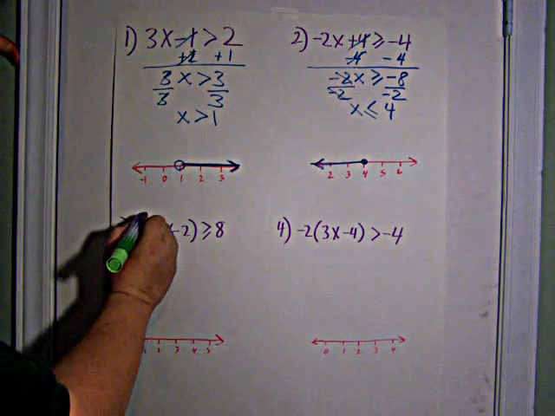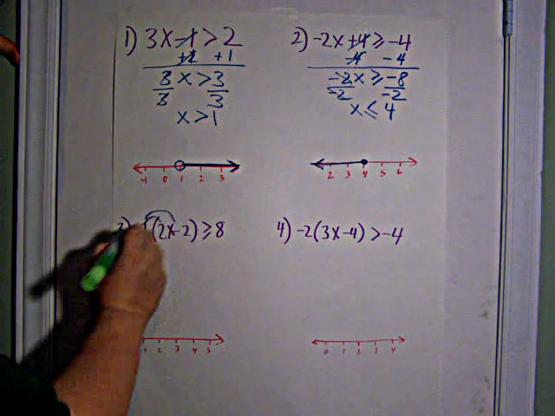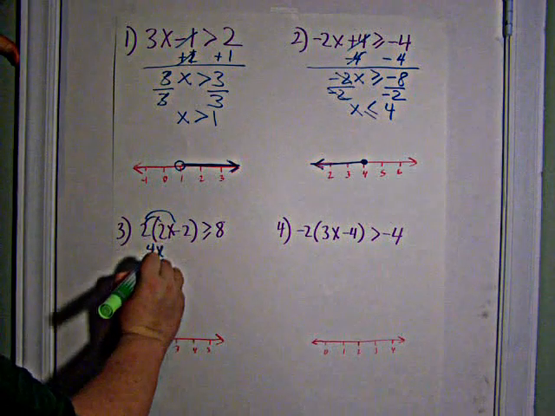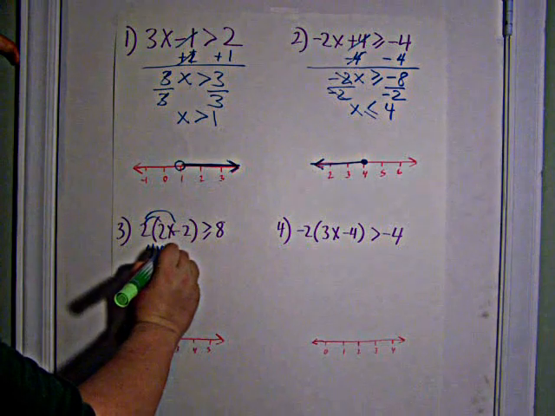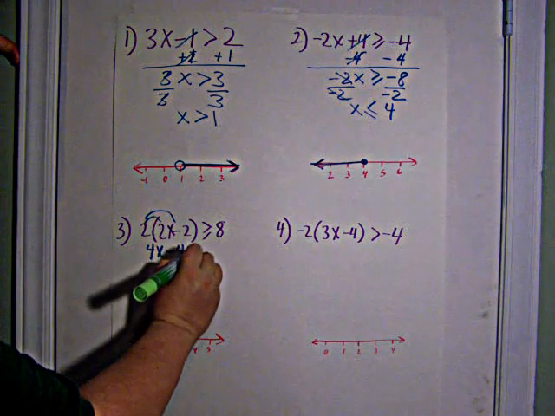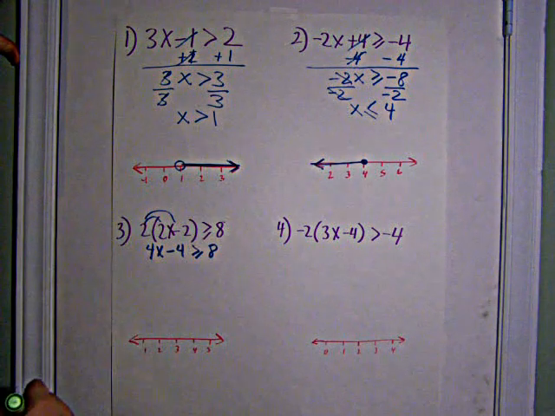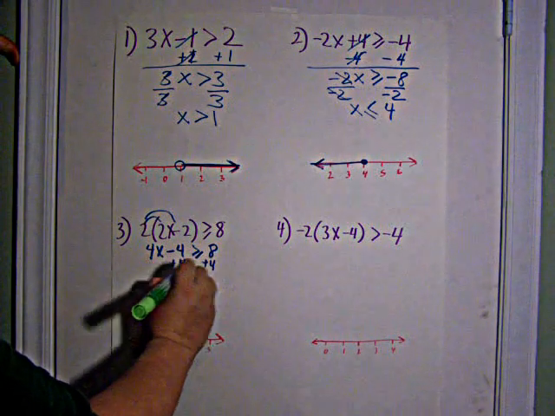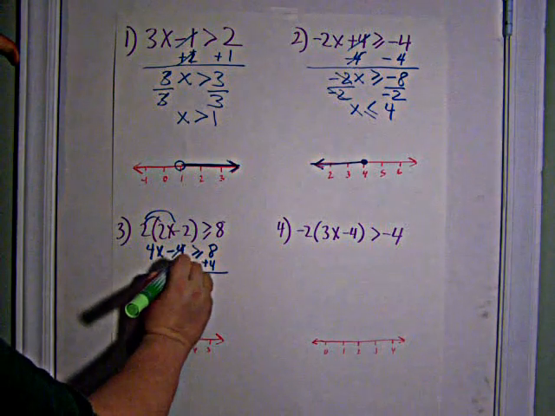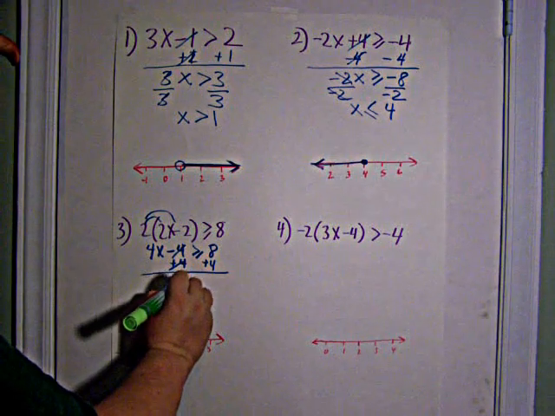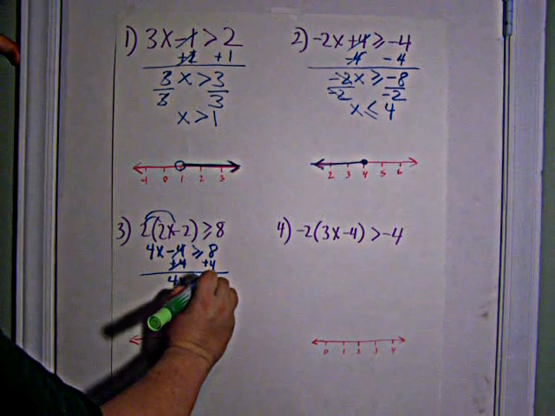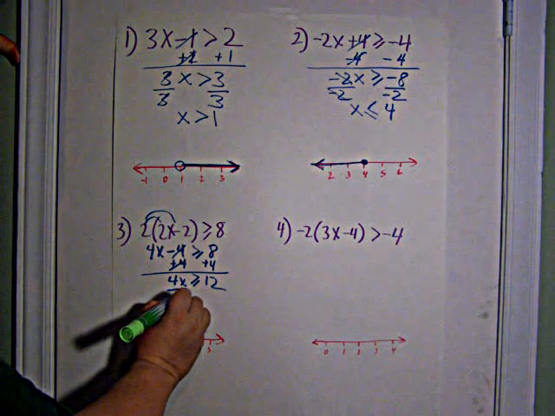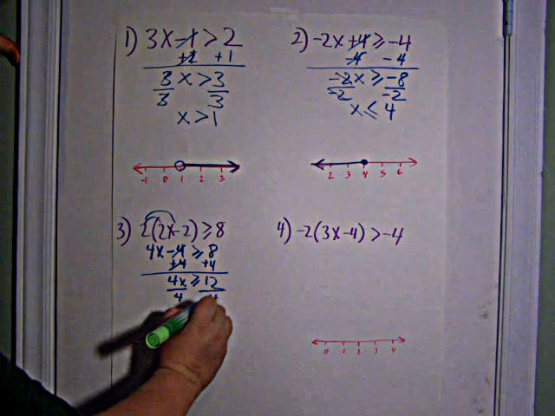Equation 3, we have to distribute. 2 times 2x is 4x. 2 and a negative 2 is a negative 4, greater than or equal to 8. Add 4 to each side. 4's cancel. 4x greater than or equal to 12. Divide by 4. You get x by itself.